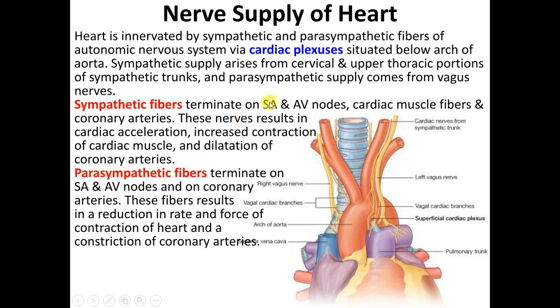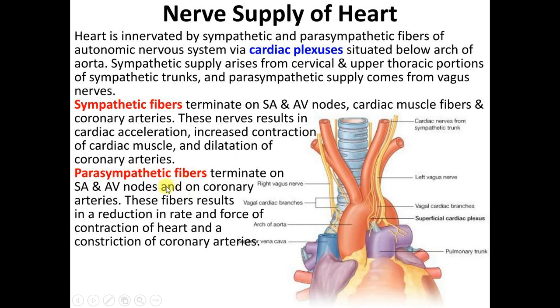Sympathetic fibers terminate on the SA and AV nodes, cardiac muscles and coronary arteries. These will result in cardiac acceleration, increased contraction of the cardiac muscles, and dilatation of the coronary arteries. So these three are the functions of sympathetic fibers.